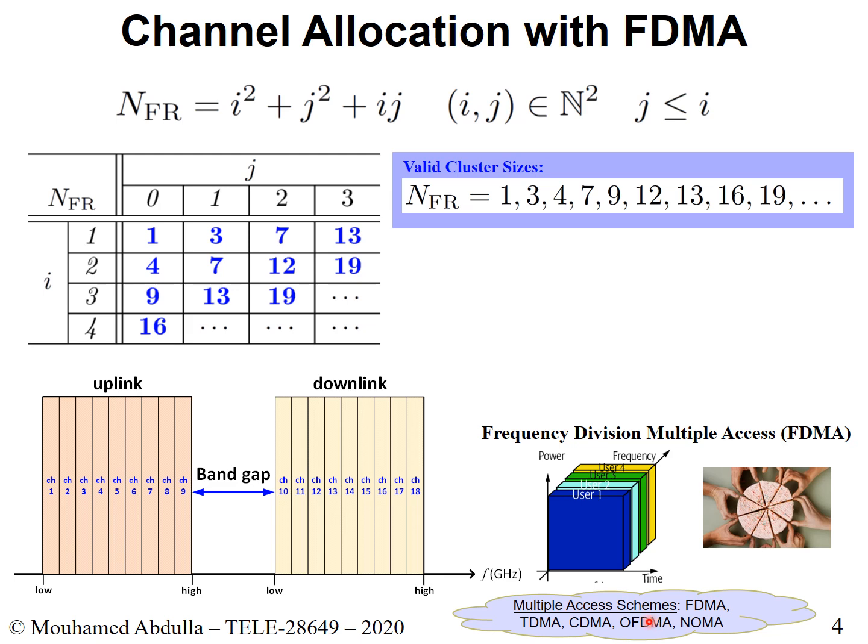So in FDMA, you're slicing the frequency. In TDMA, you're slicing the time. In CDMA, you're actually slicing the power, right? You get different codes, and every code will have a certain power level. In OFDMA, you are slicing both time and frequency. And in NOMA, you're slicing with respect to time, frequency, and power. So this is very comprehensive, and it's also a new multiple access scheme. It's a very hot topic right now.